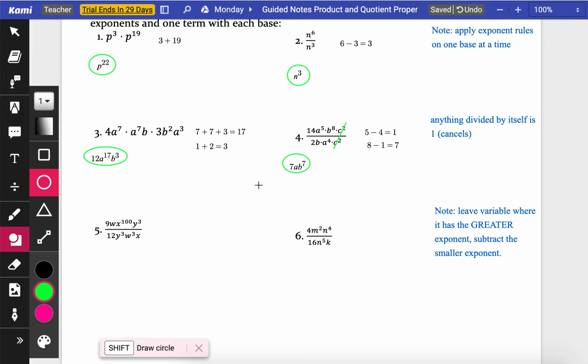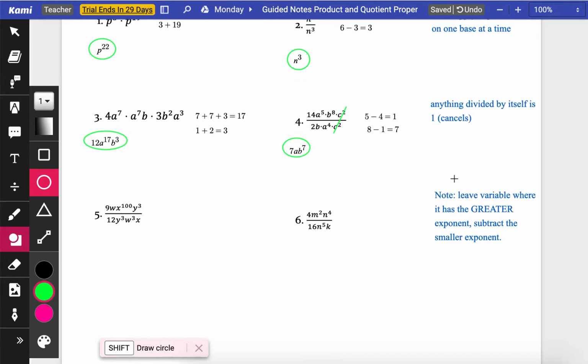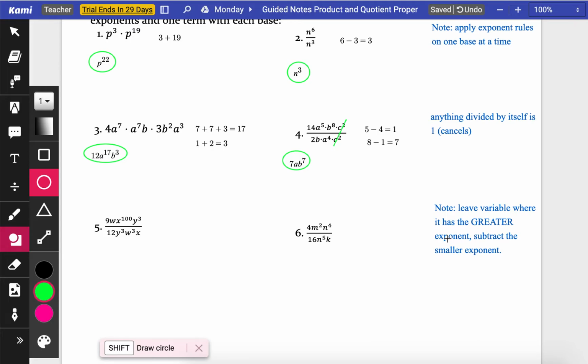Look at the coefficients first, then we'll look at the w's, then the x's, then the y's. And remember these notes that we've made so far, as well as this one extra note. One thing we're going to do, and this will make more sense as we get into 0 and negative exponents later in the week, we're going to leave the variable wherever it has the greater exponent. So if that's in the numerator, we'll keep it there. If it's in the denominator, we'll keep it there. And we're going to subtract out the smaller exponent from there.